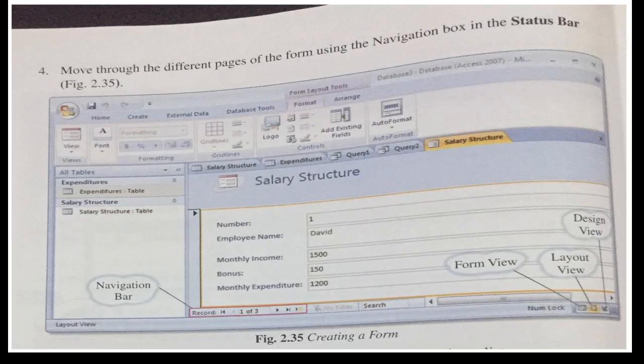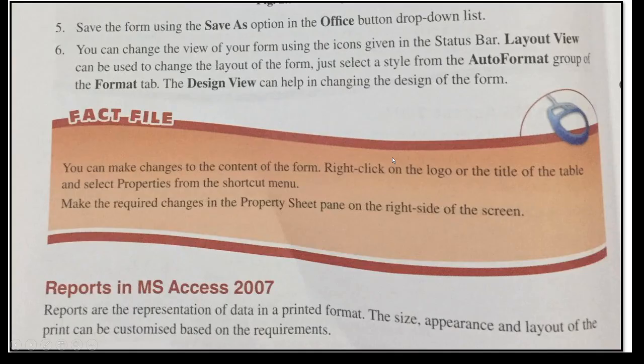And once you finish doing the design and the layout, you can now save the form by going to the Office button and then clicking Save As. And you can also directly go to the form name, right click, and then click Save. Now let's do this in MS Access.